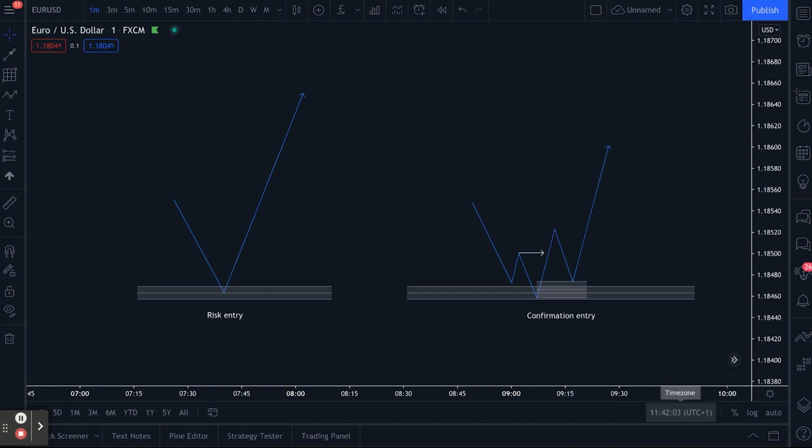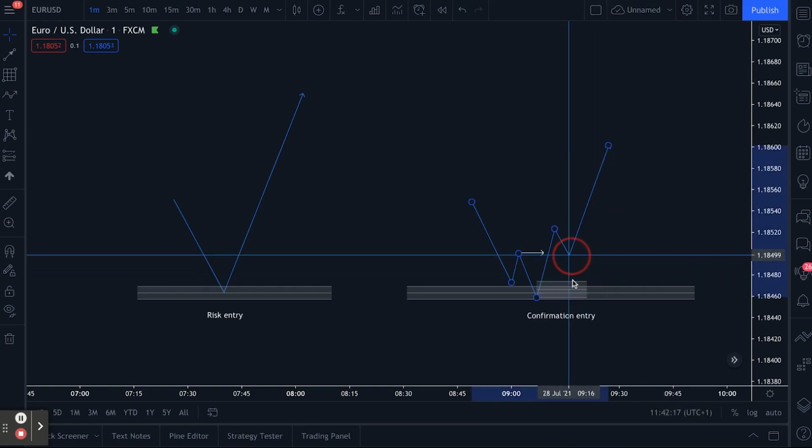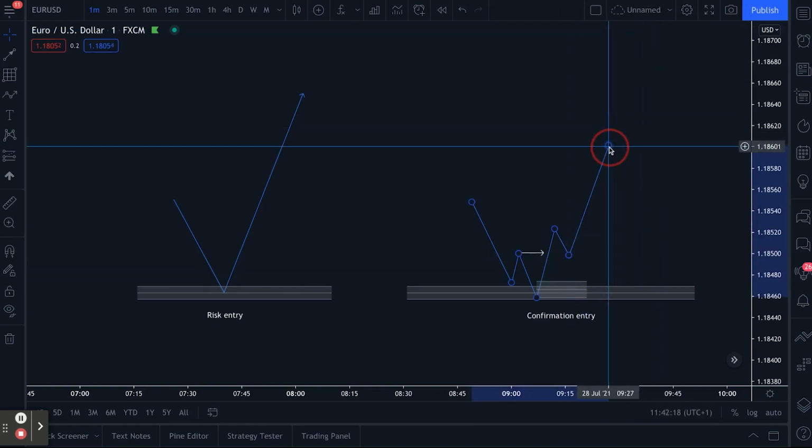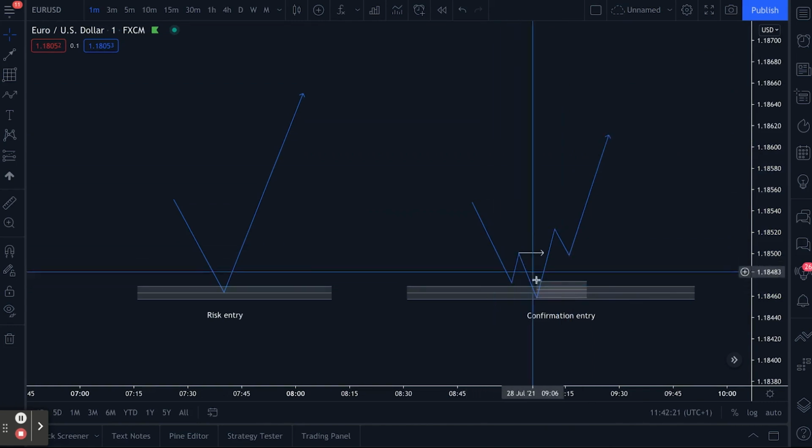So confirmation entries are much safer, but one of the downsides of these confirmation entries is sometimes we are going to miss trades because they're not always going to come right back into our buy zone. Okay, sometimes we're going to get a trade that moves like this, and we're actually going to miss out on that trade entirely. Whereas if we used a risk entry, we would have got in.